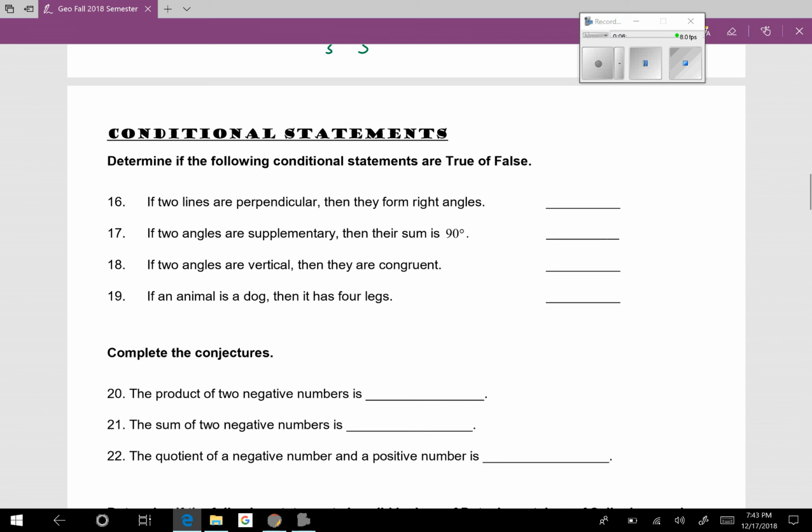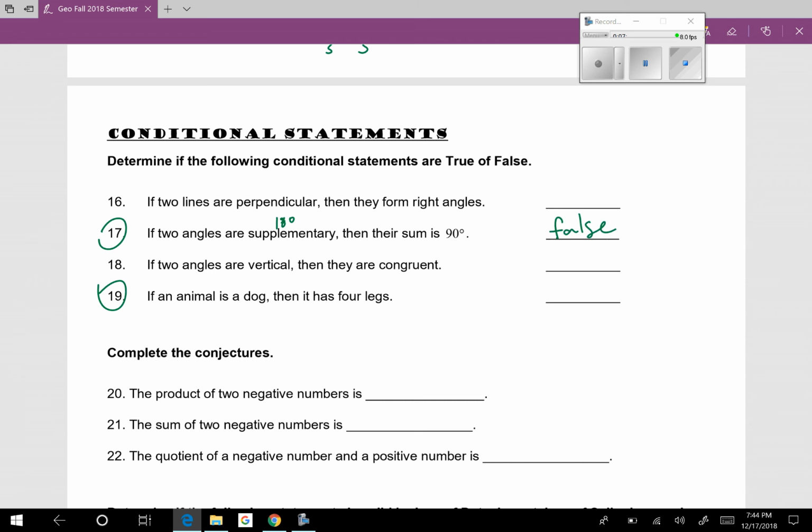All right, conditional statements. Remember, if you can find one instance where the statement is not true, you have to say it is false. If it's always, always, always true, then you can say it's true. All right, so if two angles are supplementary, then their sum is 90. Well, guys, the definition of supplementary means they add up to 180. So if they're supplementary, can they add up to 90? No. It's false.